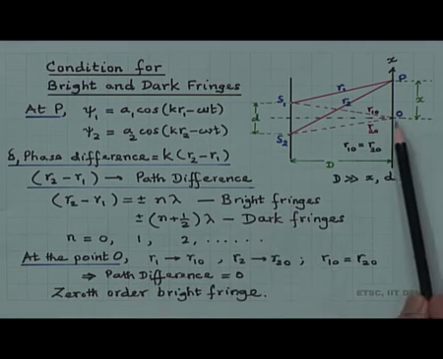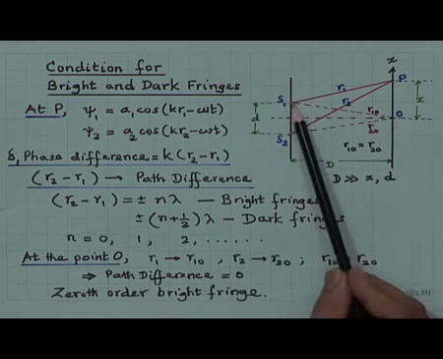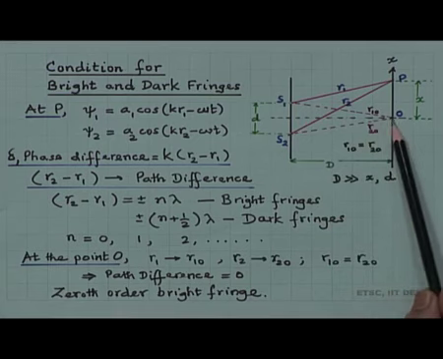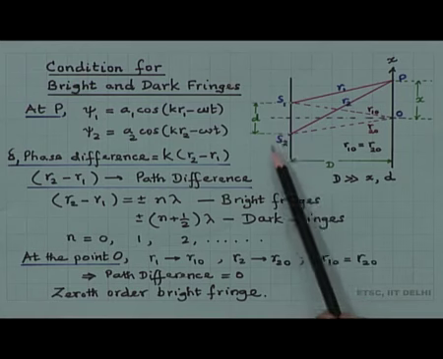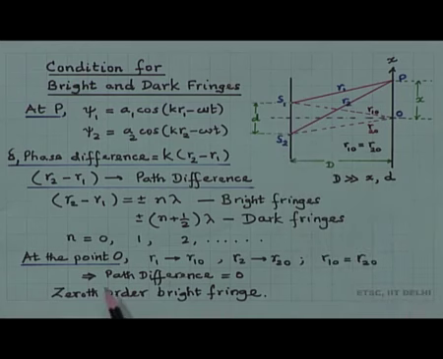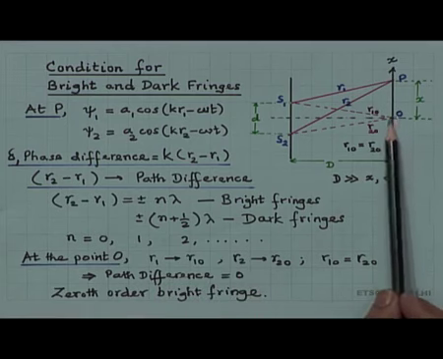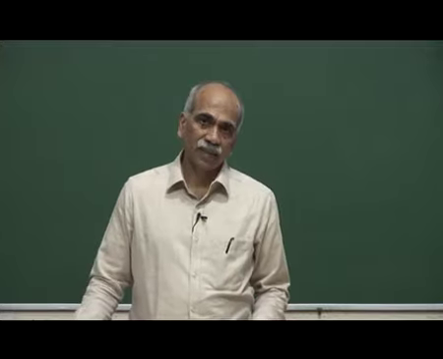At the point O, where R1 0 and R2 0 are identical, because this is a perpendicular bisector of S1 and S2, and therefore R1 0 is equal to R2 0, the path difference is 0, and that corresponds to a maxima which is called the 0th order bright fringe. We have discussed all these in detail in the previous lecture.